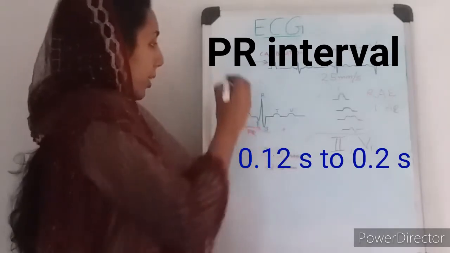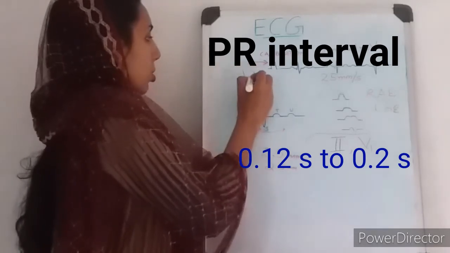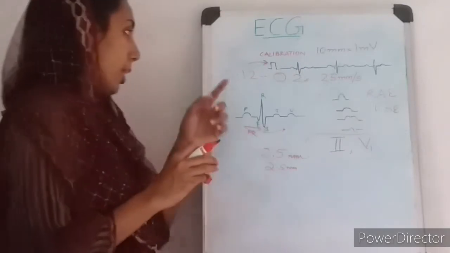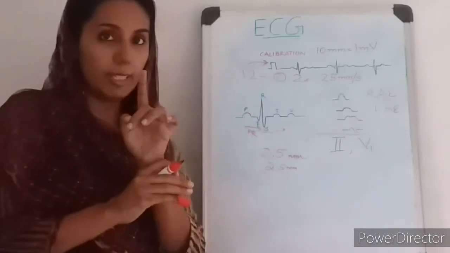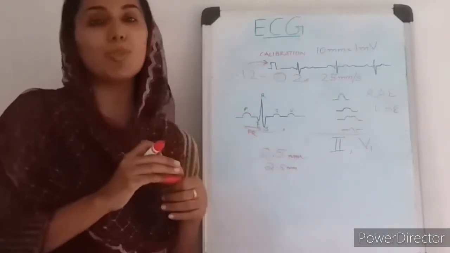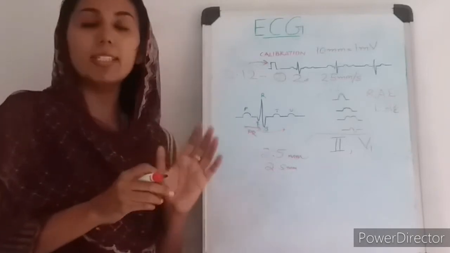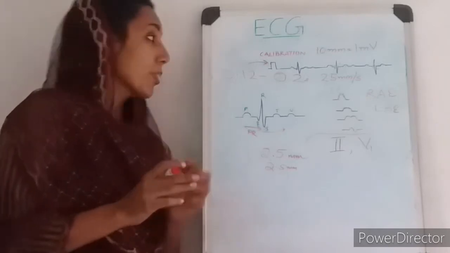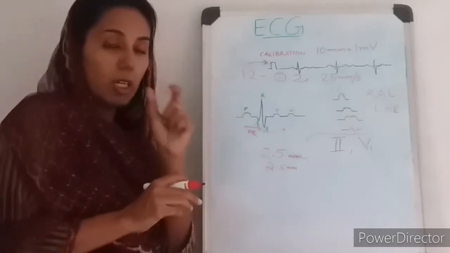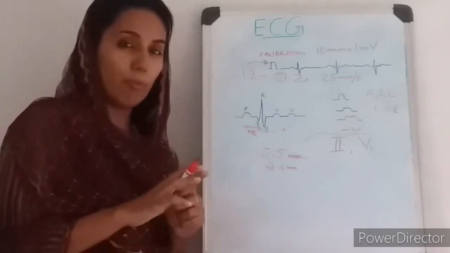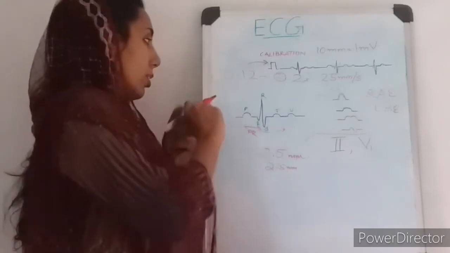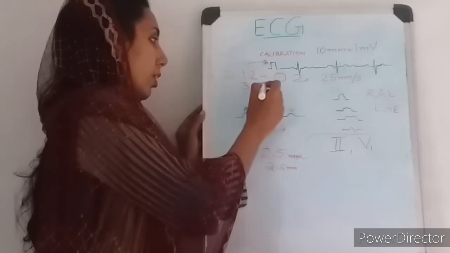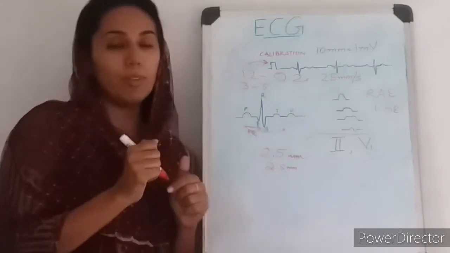The normal value is 0.12 to 0.2. In children we say 0.12 to 0.16. In adolescents it is 0.12 to 0.18. For adults it is 0.12 to 0.2 seconds. That means 0.12 is around 3 small squares, as 1 small square is 0.04. So 3 to 5 small squares, if you want to remember like that.